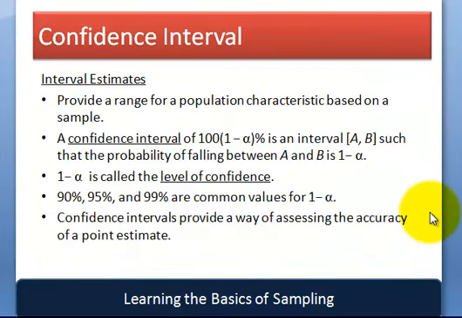So that leads us to what's a confidence interval. A confidence interval is an interval estimate that provides a range for a population characteristic based on a sample. So a confidence interval can be 100 times 1 minus alpha percent, an interval from A to B such that the probability of the population parameter falling between A and B is 1 minus alpha. 1 minus alpha is called the confidence level. So some common confidence levels are 90, 95, 99%. Confidence intervals are a way of assessing the accuracy of the point estimate.